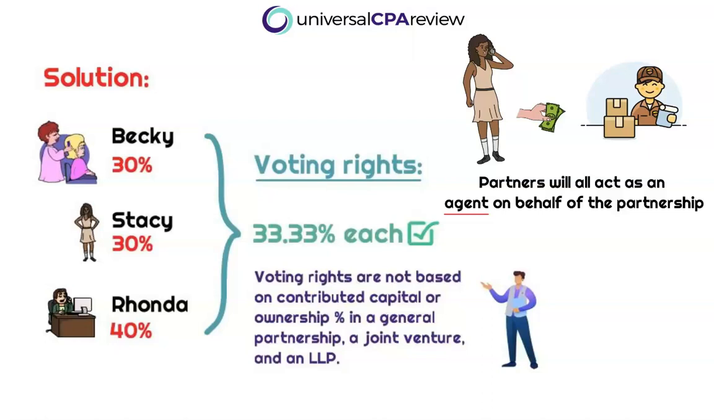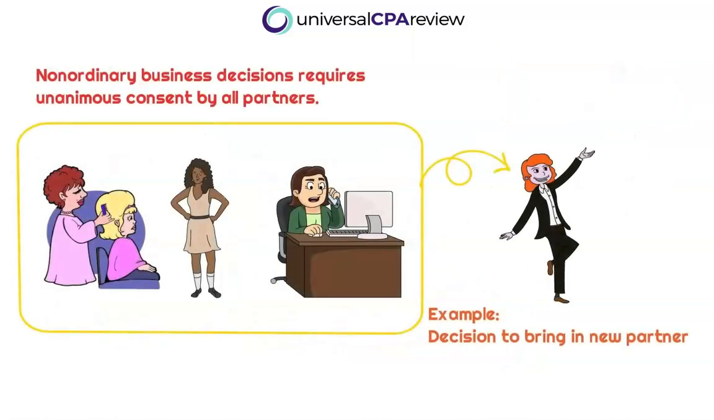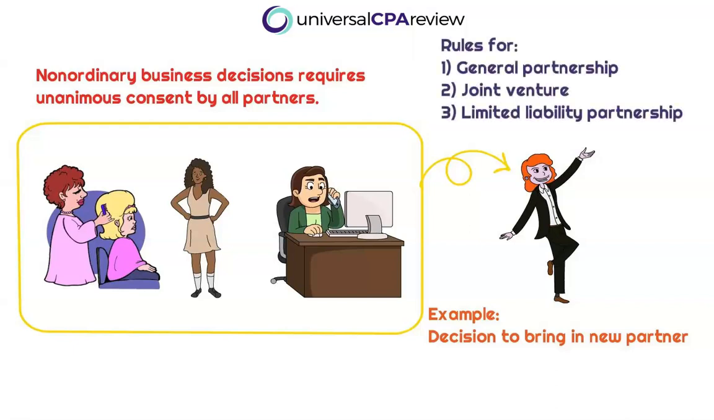What if it's not ordinary though? What does that even mean? Well, what about a decision to bring in new partners? What about deciding to sell the business? Who has the voting rights to make these decisions? Notice these are not ordinary business decisions. So in this case, all of the partners must consent. In other words, Becky, Stacy, and Rhonda must all decide unanimously to agree to this as a team. That sounds fair to me. And that's going to be the case even if it's a general partnership or a joint venture. This could also be the case if this is a limited liability partnership.